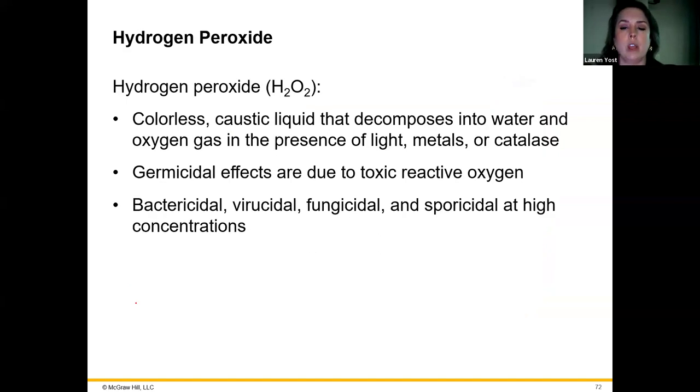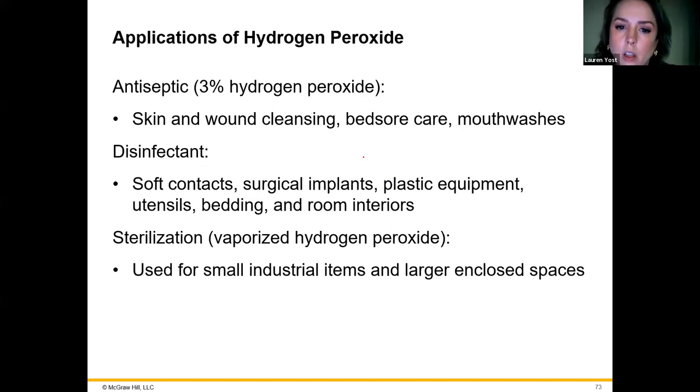It's more useful for the anaerobes, of course. We already said that in the past. We know it's colorless and it's a liquid. Its germicidal effects are due to toxic reactive oxygen, which we know, and it can be sterilizing. You can even use it vaporized, so almost in a gaseous form, in enclosed spaces like this whole room. I could fill this room with vaporized hydrogen peroxide and sterilize everything in it.